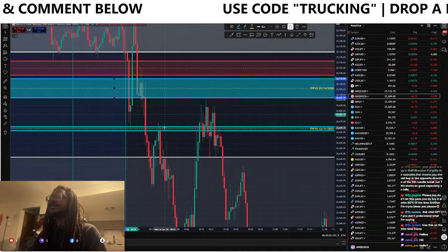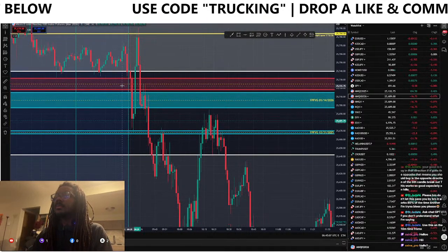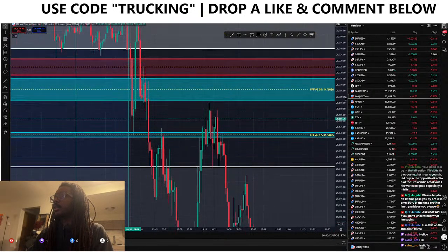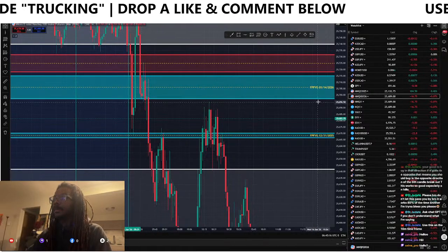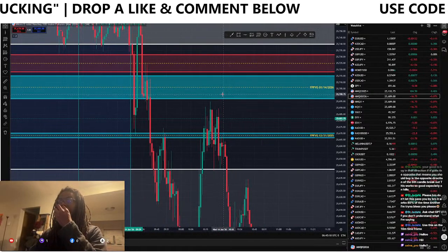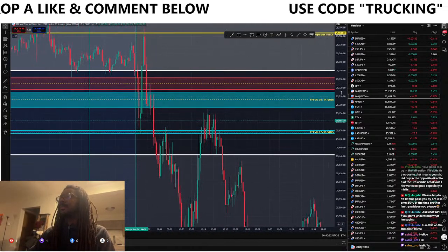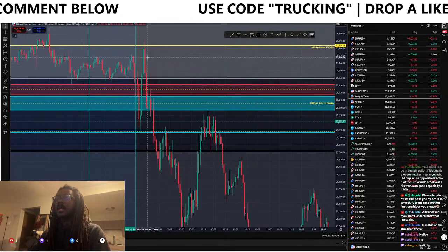All right, so at market open right here at 9:30, our first presented fair value gap would have been right here, but we don't have to mark it out because it's literally in the same spot as our first presented fair value gap from the previous day. So we don't have to mark that out, right?